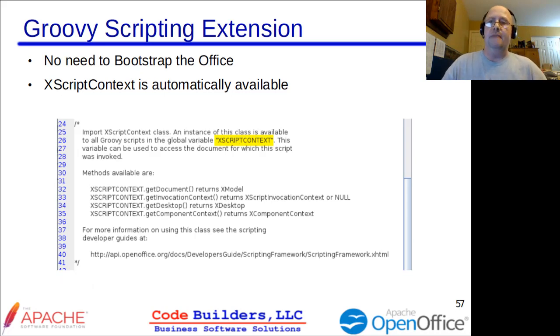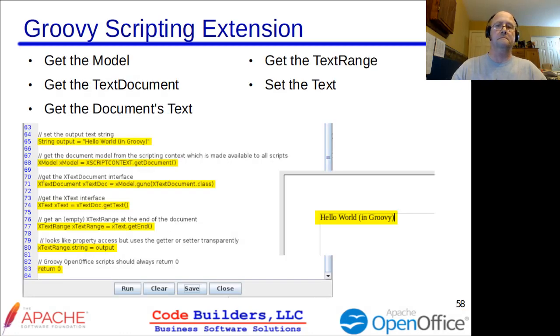One advantage that macros have over client applications is you don't need to bootstrap the Office. You start off with a reference to what's called a script context, which is similar to the remote context we had to get through bootstrapping the Office in the earlier example. So I'll just run through this. You get the model, then get the text document, then all of the document's text. Then we set the text range to the end, and then we finally set the text. So really you're just following the object tree down from the application to the document to the text.